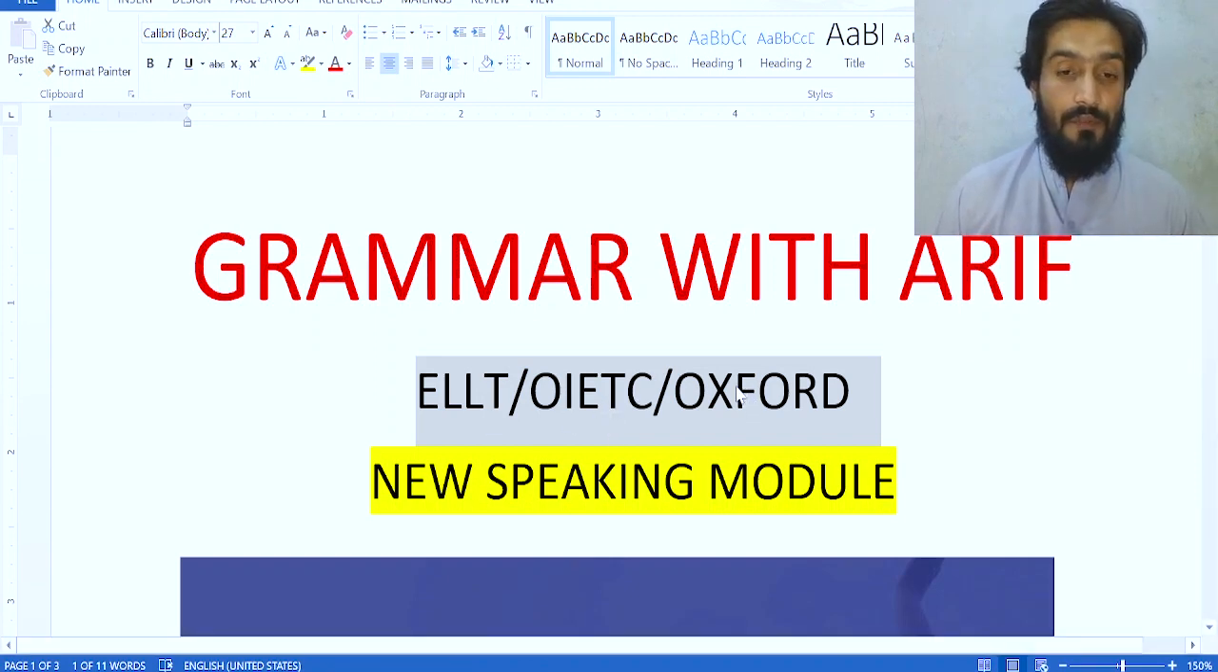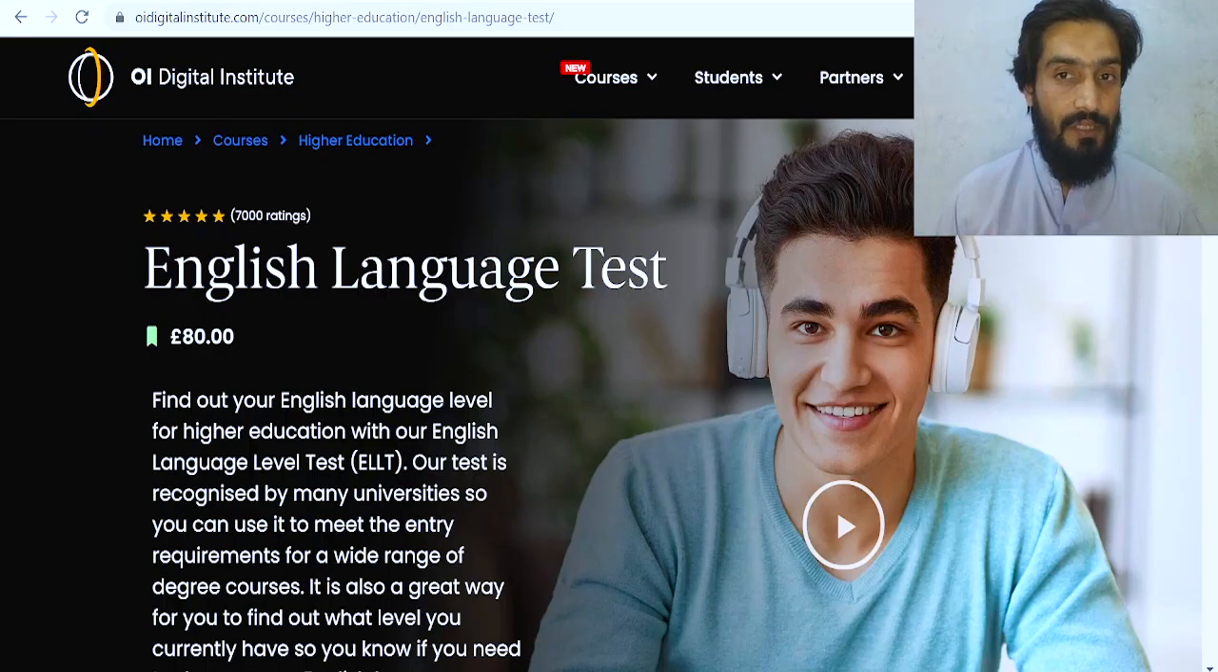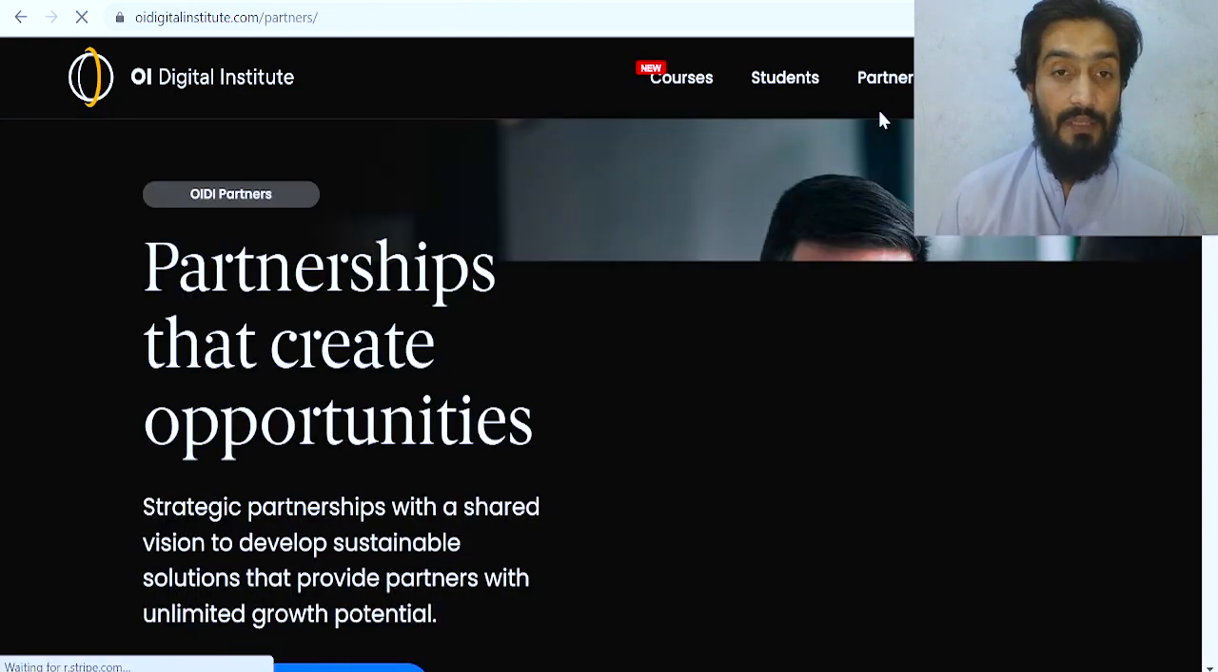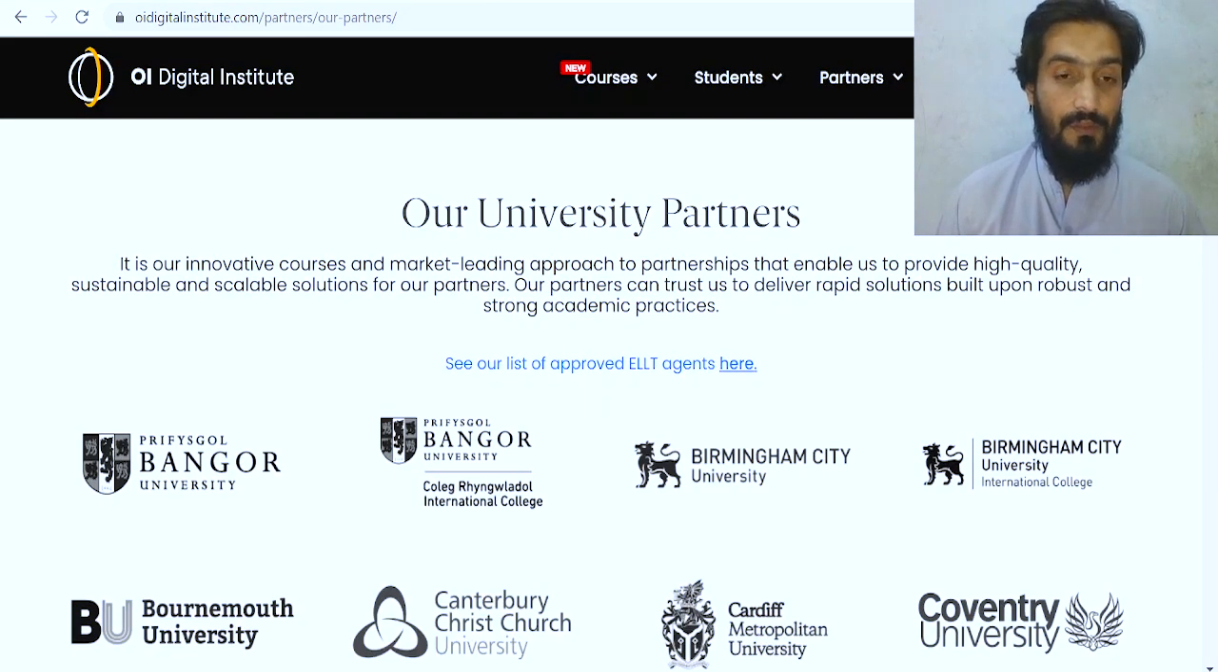Students from different countries like Bangladesh, Afghanistan, Pakistan, India, the Gulf countries, Saudi Arabia, Dubai, and Nepal are trying to take this test so that they can get admission to study a master's or bachelor's in the UK. So there are different universities that accept this test instead of IELTS. This test began because of the corona pandemic, so that students can stay home and take the test.